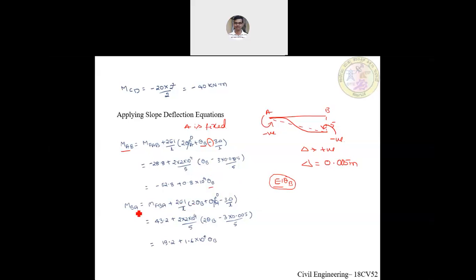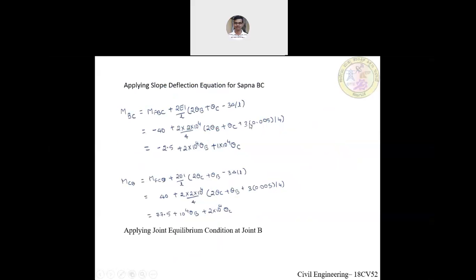And similarly, we'll apply the slope deflection equation for joint B. I will take that as MBA, which is equal to MFBA plus 2 EI by L into 2 theta B plus theta A minus 3 delta by L. On substitution and simplification, I'll get this equation: 19.2 plus 1.6 into 10 to the power of 4 theta B. So we have got two equations, MAB and MBA. Now we're going to apply the slope deflection equation for span BC. Now we can say that MBC is equal to, again, MFBC plus 2 EI by L.